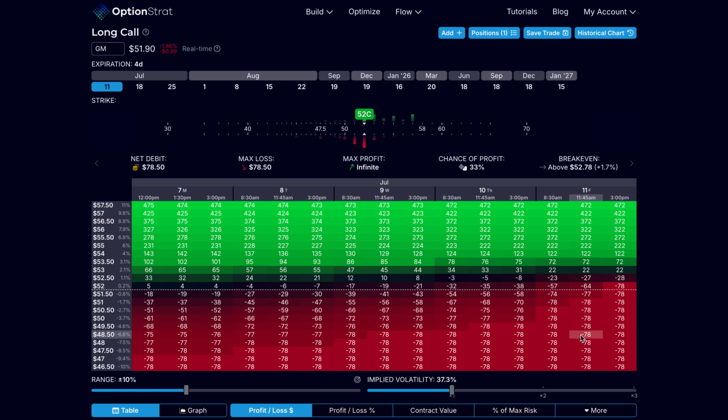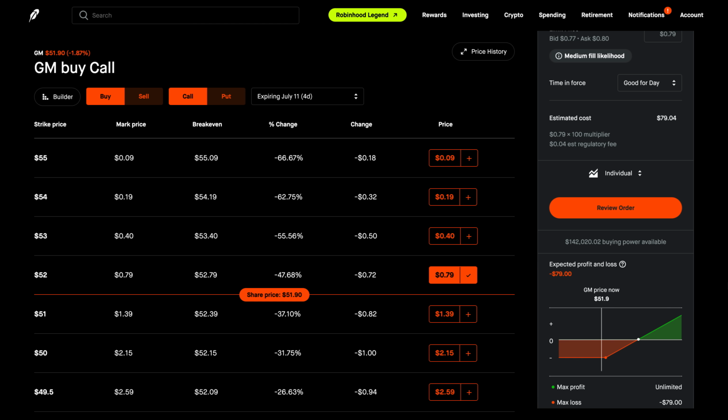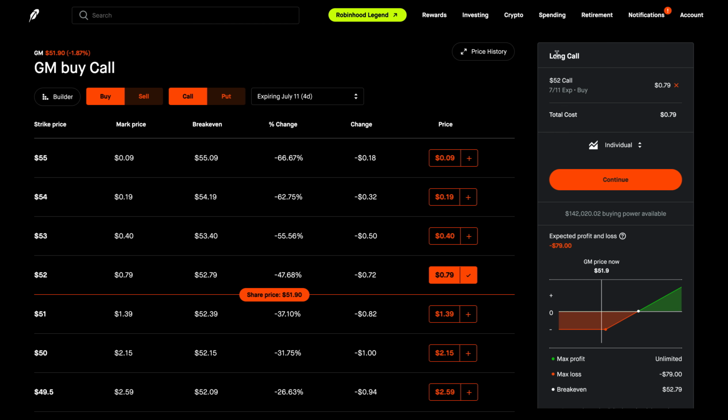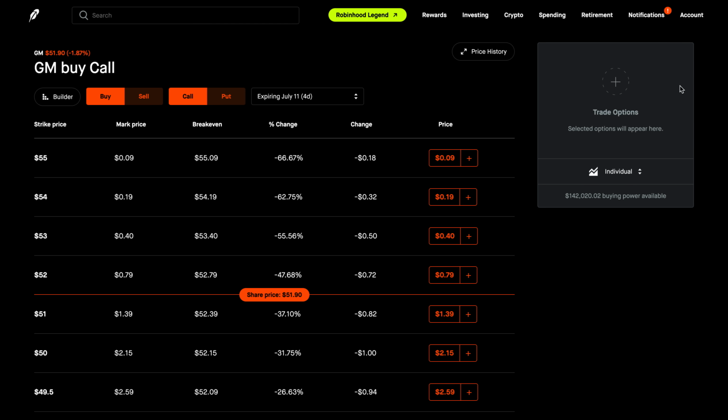So let's go back to Robinhood here. And I'm going to go ahead and clear this call that we're buying. And so let's see an alternative here. And again, you can decide if this works for you or not.